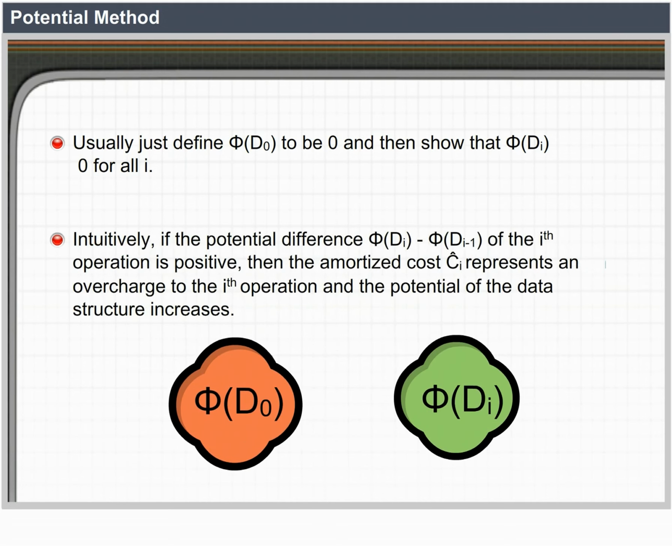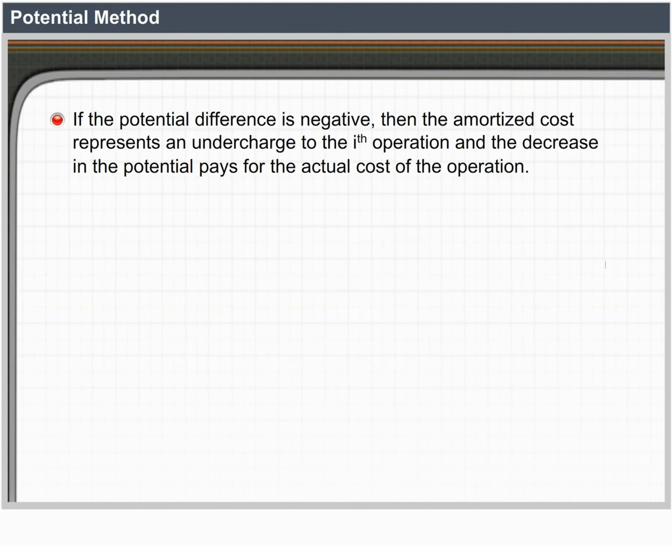Intuitively, if the potential difference phi of Di minus phi of Di minus 1 of the ith operation is positive, then the amortized cost Ci cap represents an overcharge to the ith operation and the potential of the data structure increases. If the potential difference is negative, then the amortized cost represents an undercharge to the ith operation and the decrease in the potential pays for the actual cost of the operation.